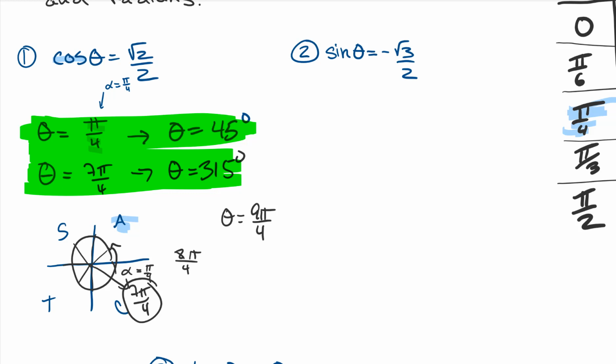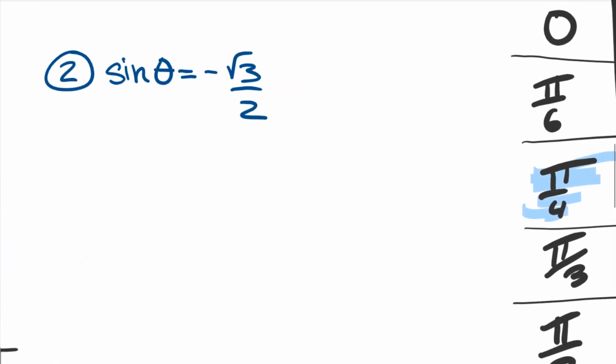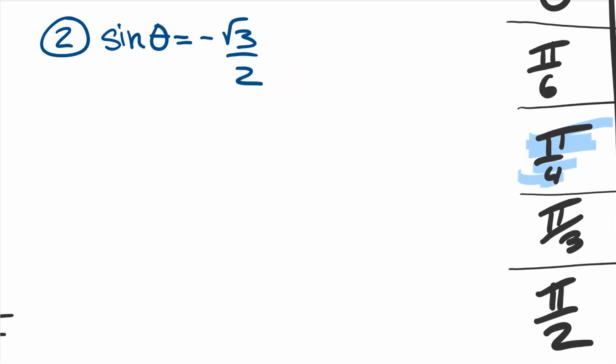You could find infinitely many answers to this. We're just asking for 2, so there would be a sufficient answer. Let's go to this one. Sine of theta is equal to the negative root 3 over 2.